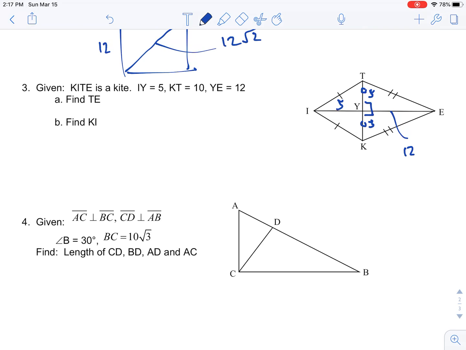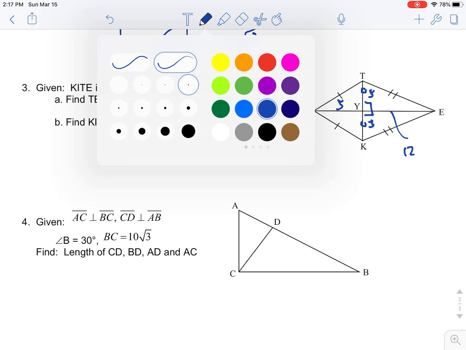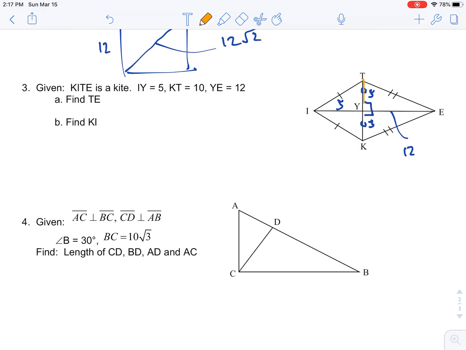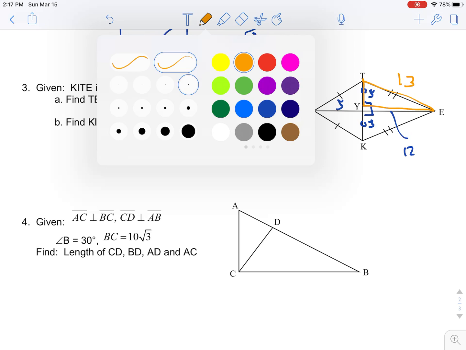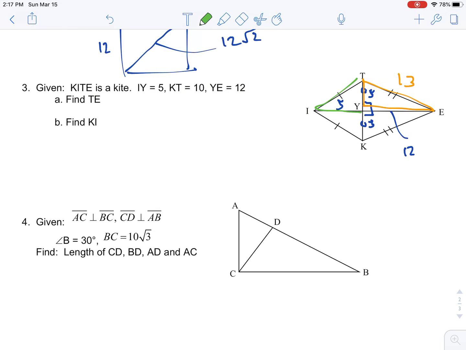And then YE is 12. So I can see, hopefully, that in this right triangle here, it's a 5, 12, 13 right triangle. And for this right triangle here, it's a 5, 5. So that makes it an isosceles right triangle, or a 45, 45, 90 right triangle. So both the legs are 5, which makes this side 5 root 2. This is also 5 root 2, and of course this side is also 13.